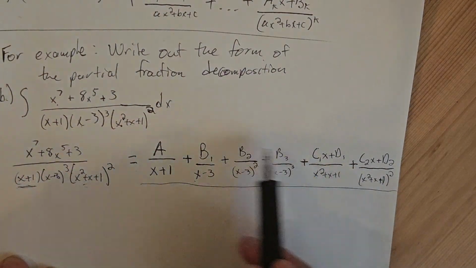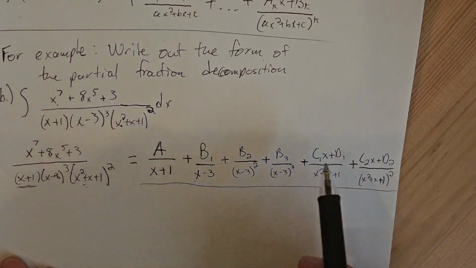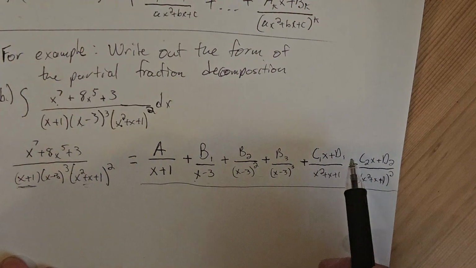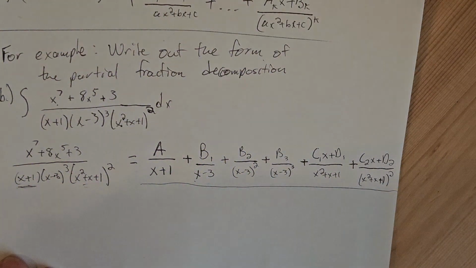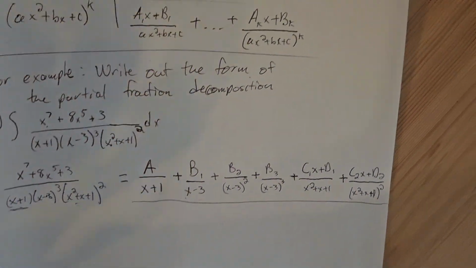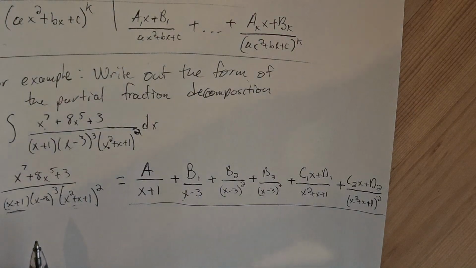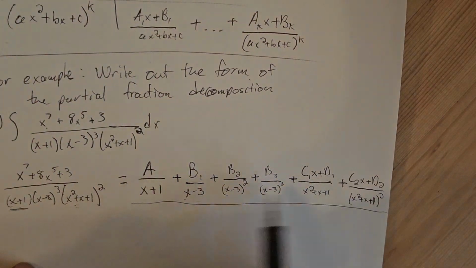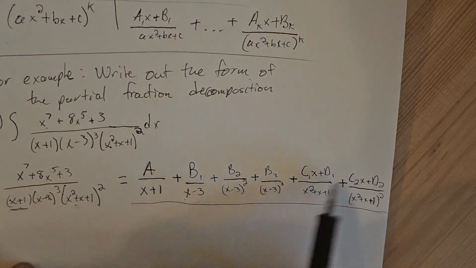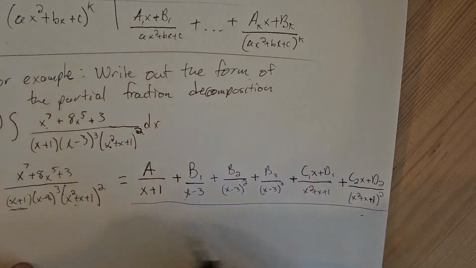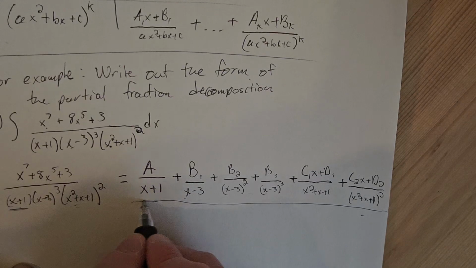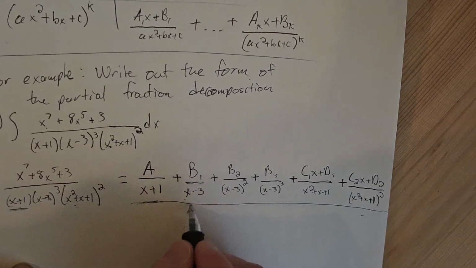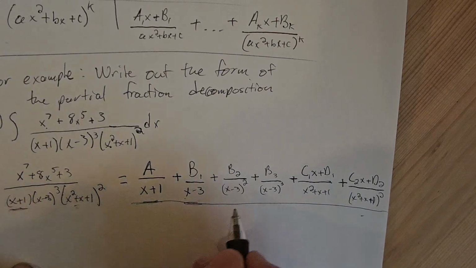Now, the algebra here to solve for A, B1, B2, B3, C1, D1, C2, D2 would be quite intensive. So we're not going to do that on this problem. We just wanted to write out what the form would look like over here. But we could do the algebra to solve for these. And once we did that, we could finish out the integral because this is a natural log when we do the integral.